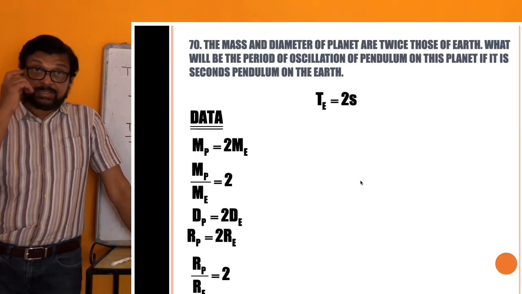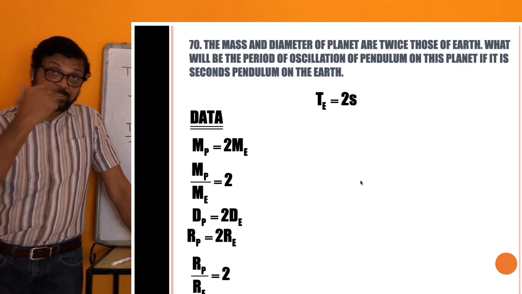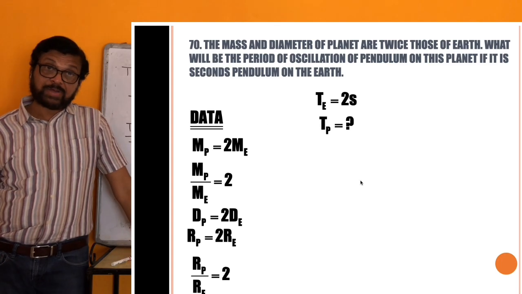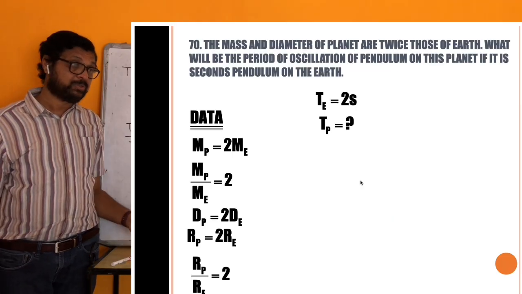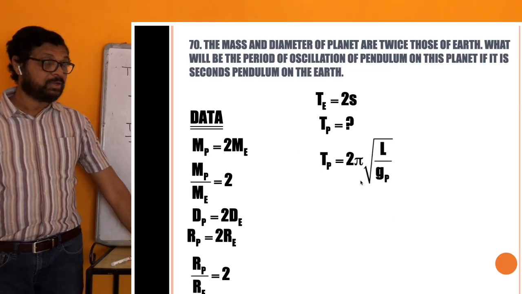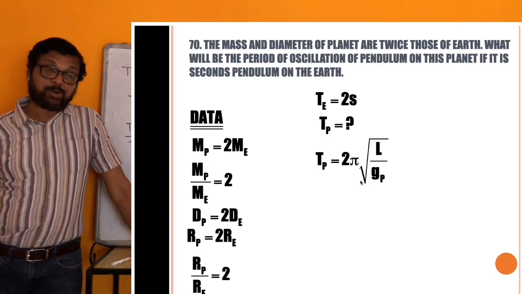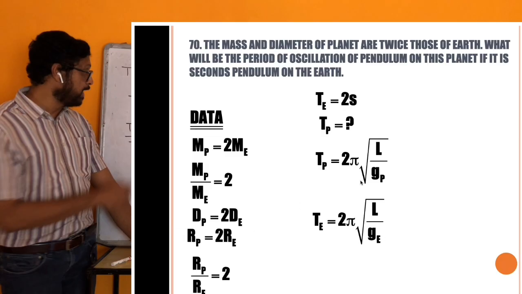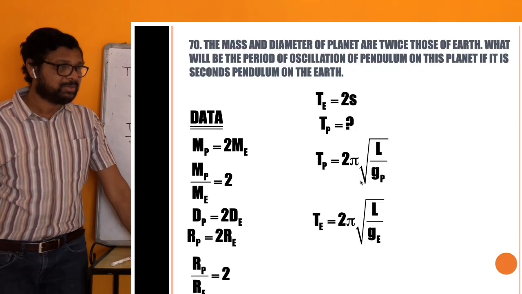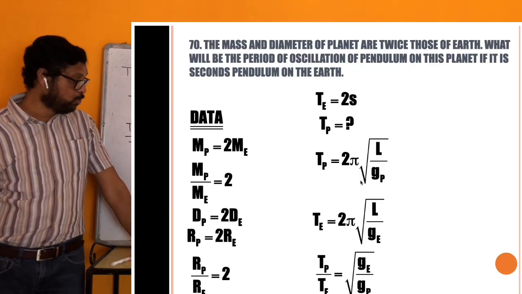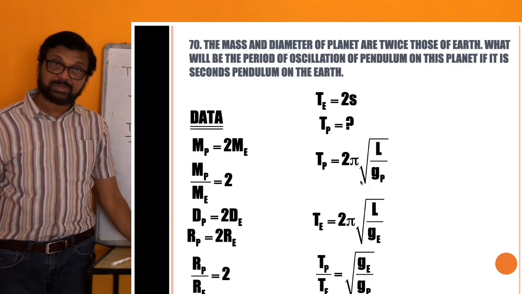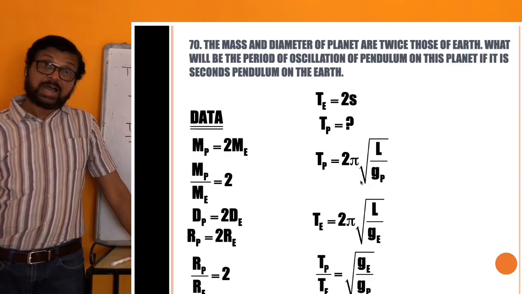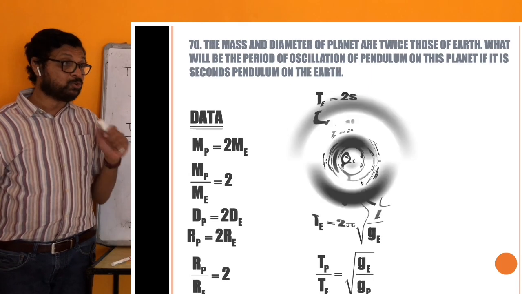Then periodic time on Earth is given to be 2 seconds. It is a seconds pendulum on Earth. So T on Earth is 2 seconds. We have to find the T on the planet. So what will you do for that? TP is 2 pi under root L upon GP. TE is 2 pi under root L upon GE. दोघांचा रेशो घेतला म्हणजे आपल्या मेथडने डायरेक्ट केलं तर TP upon TE आलं under root GE upon GP. म्हणजे पहिलं काय करावं लागेल आपल्याला GE upon GP हा रेशो फाइंड करावा लागेल. तो कसा करणार?